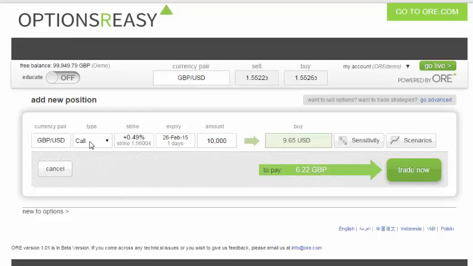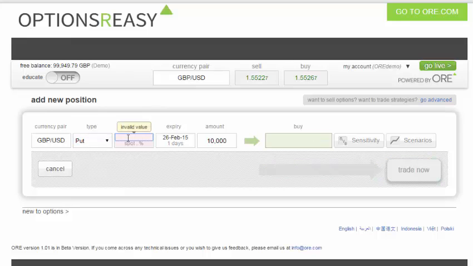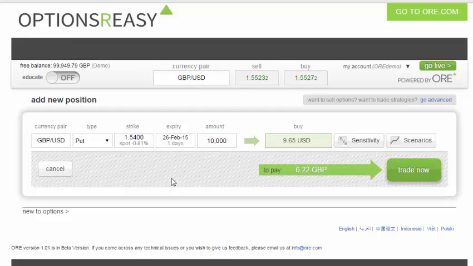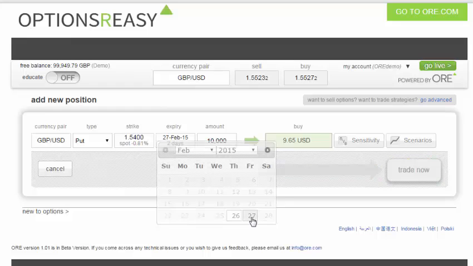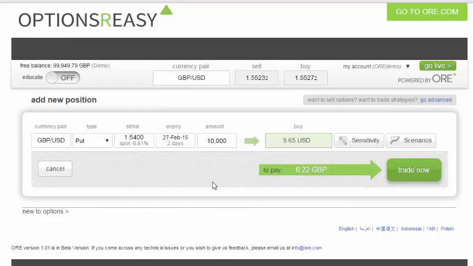So I can change the type by clicking in the box and selecting Put. Remember, with a put, I'm reserving the rate to sell. So in the strike box, you would enter a rate that you expected sterling to US dollar to fall below. Let's say, for example, 154. And in the expiry box, I need to select the amount of time I want to give sterling dollar to fall below 154. In this case, let's give it 2 days.